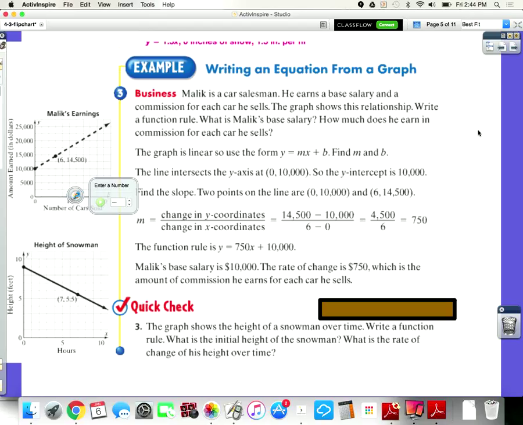No, but seriously, once you say Malik is a car salesman. He earns a base salary and a commission for each car he sells.